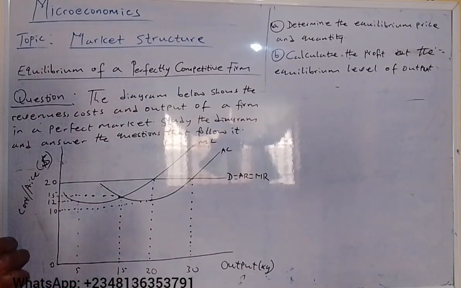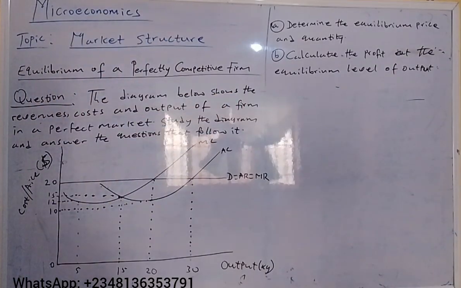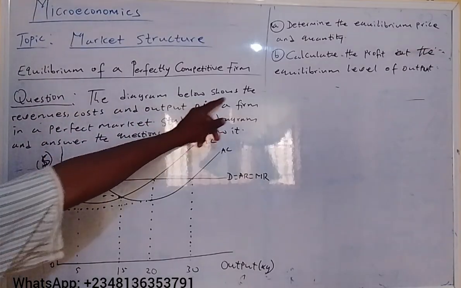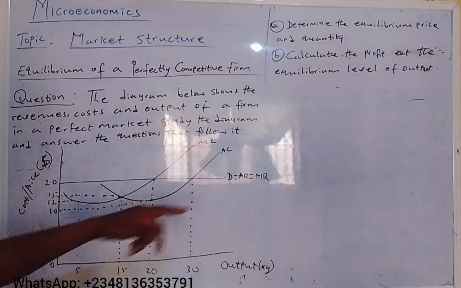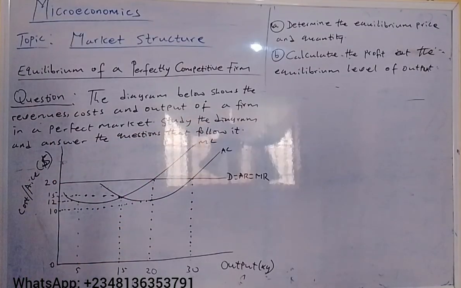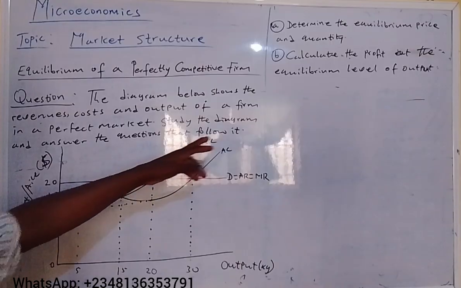So in this class, we'll be solving a question on equilibrium of a perfectly competitive firm. Here is the question. The question says, the diagram below shows the revenues, costs, and output of a firm in a perfect market. We are asked to study the diagram and answer the questions that follow it.